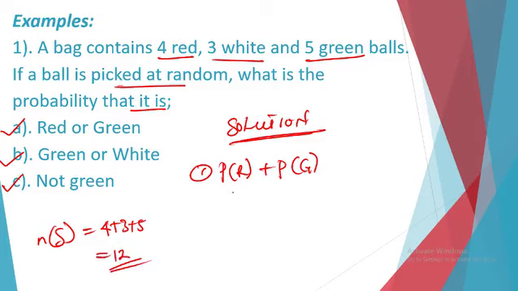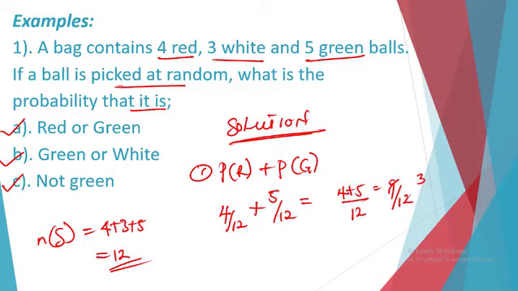That's our n(x). So the probability of red is equal to 4 over 12 plus the probability of green, which is 5 over 12. And therefore, the LCM is 12. We have 4 plus 5, which is 9 over 12. Can it be divisible? Yes, 3 can go here to give us 3, and 3 can go here to give us 4. So we have our answer to be 3 over 4. Okay, that's all for the A part of this question.